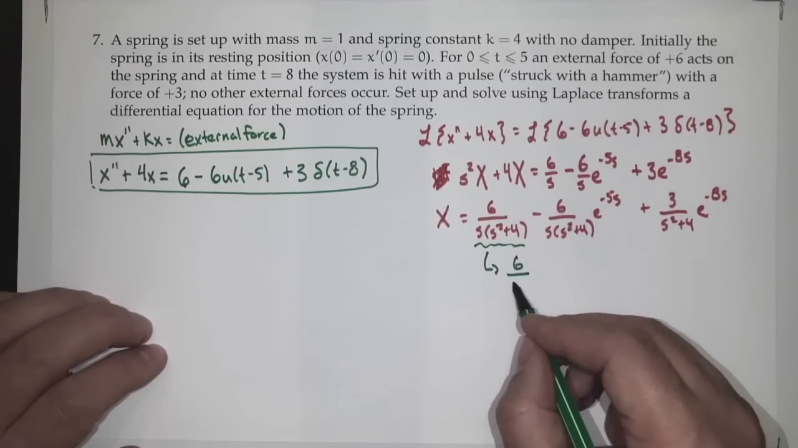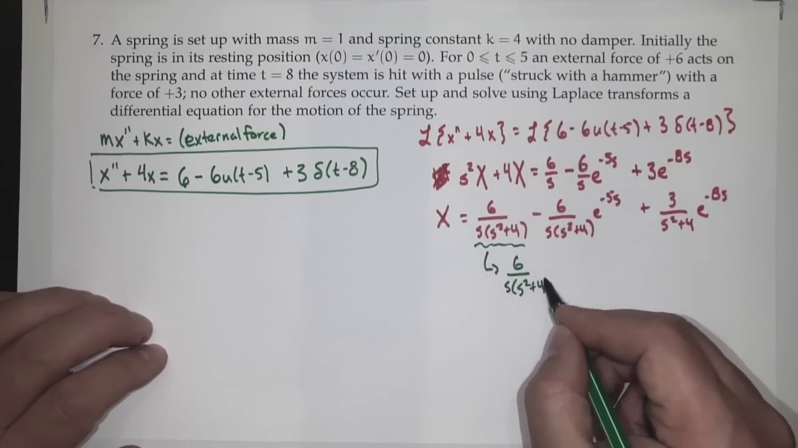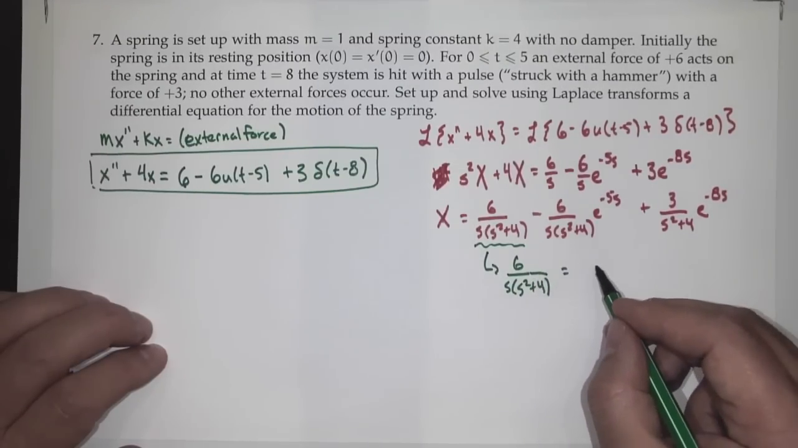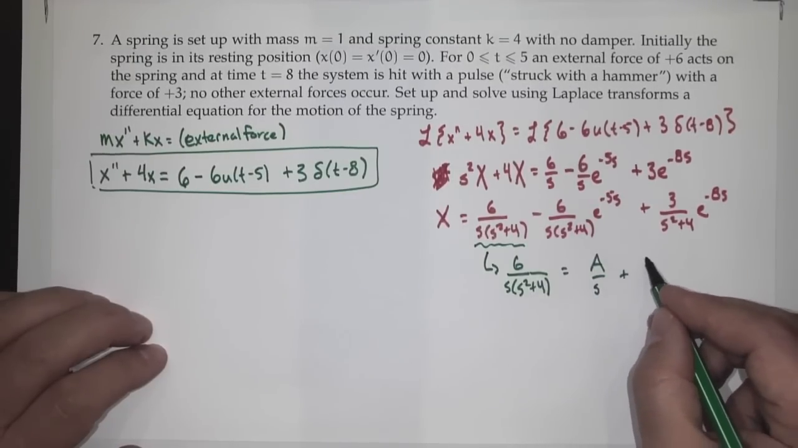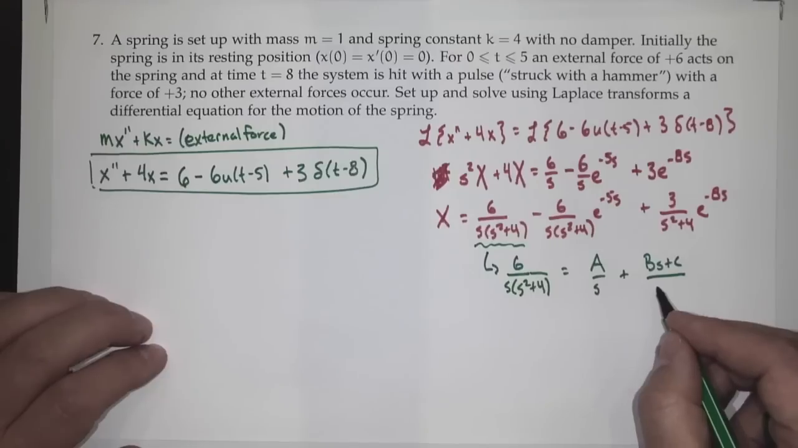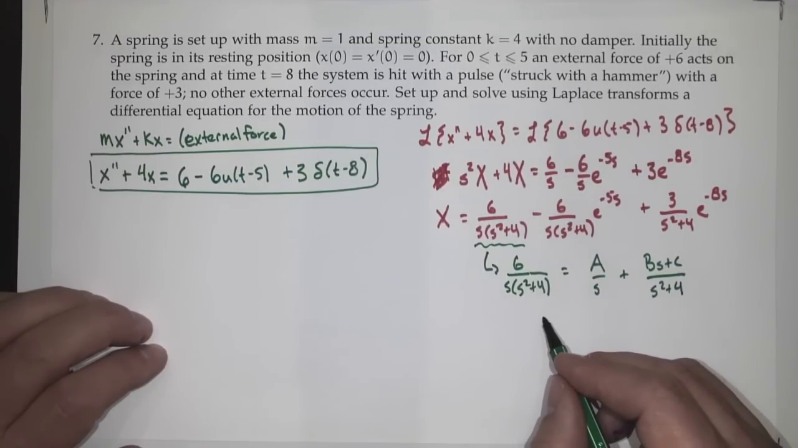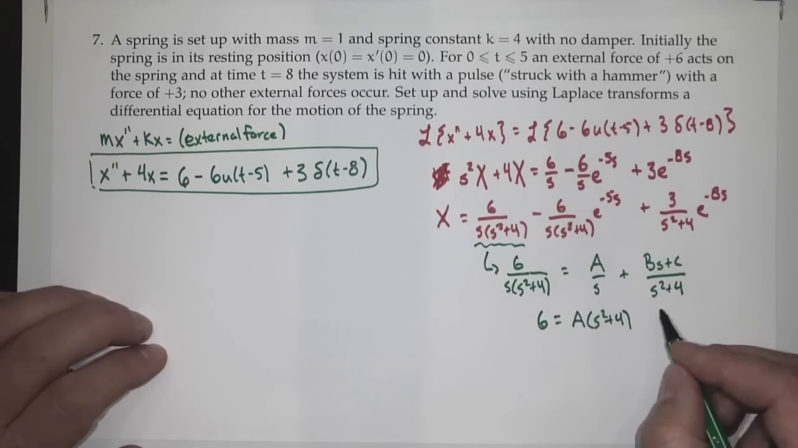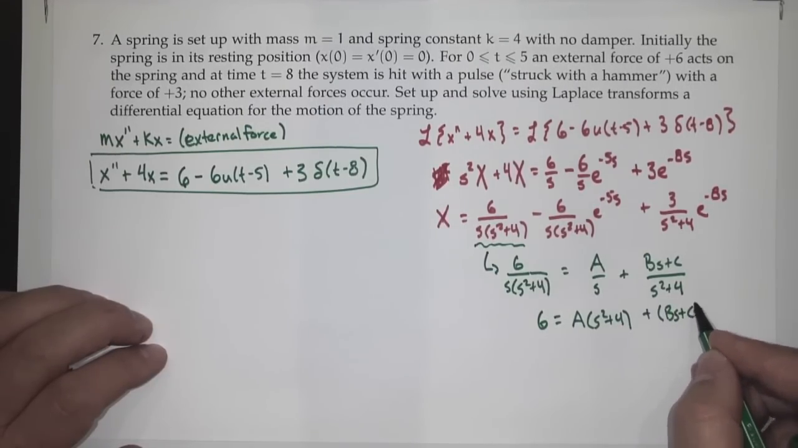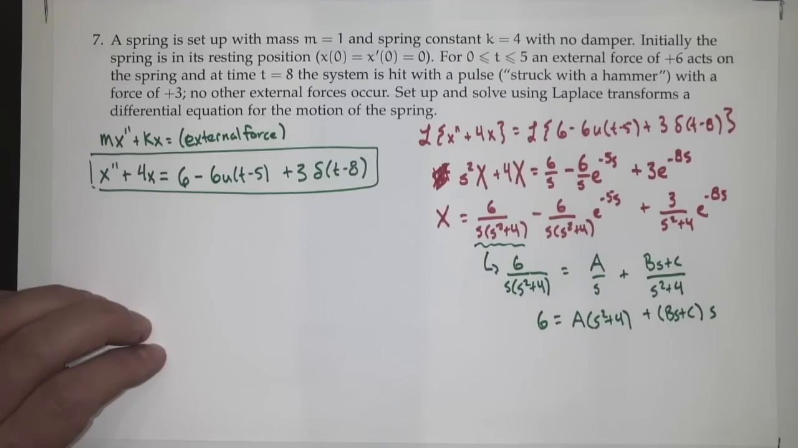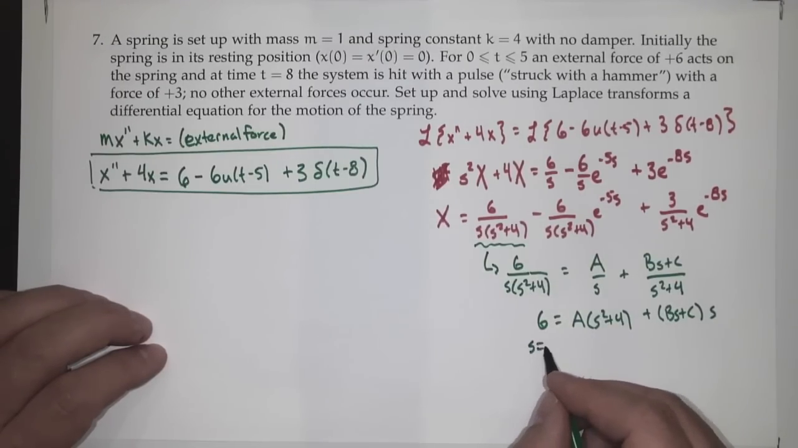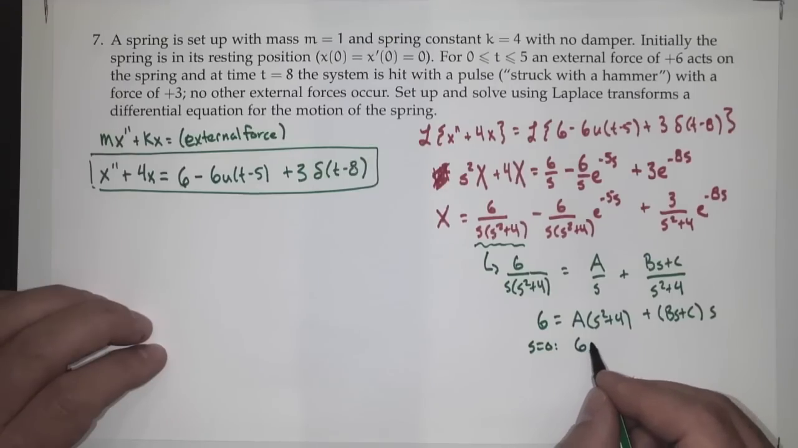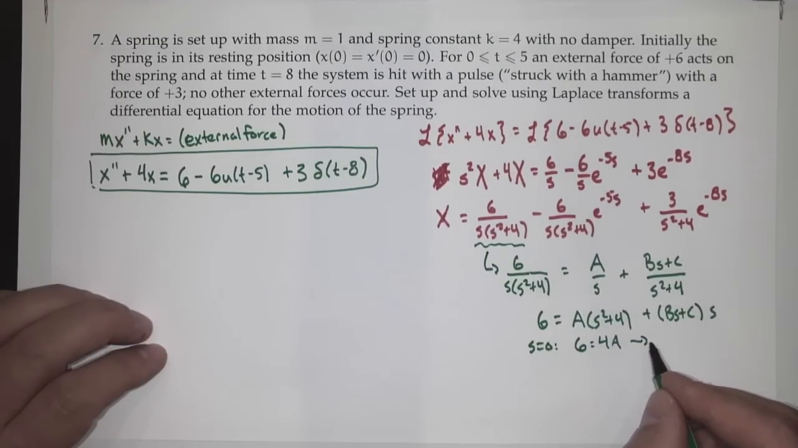So 6 over s times s squared plus 4 needs to be equal to a over s plus bs plus c over s squared plus 4. Clear out your denominator. 6 is equal to a times s squared plus 4 plus bs plus c times s. Any good choices? 0 is a great choice. At s equals 0, we get that 6 is equal to 4a. So that says a is equal to 3/2.